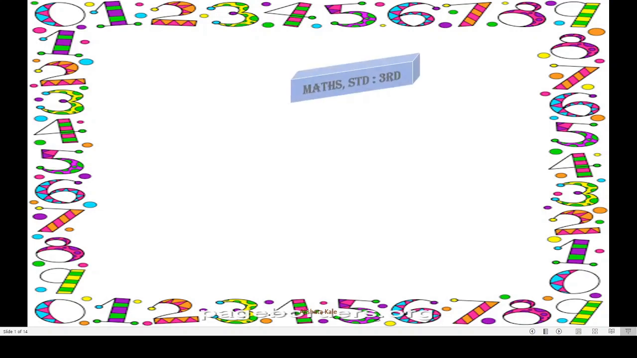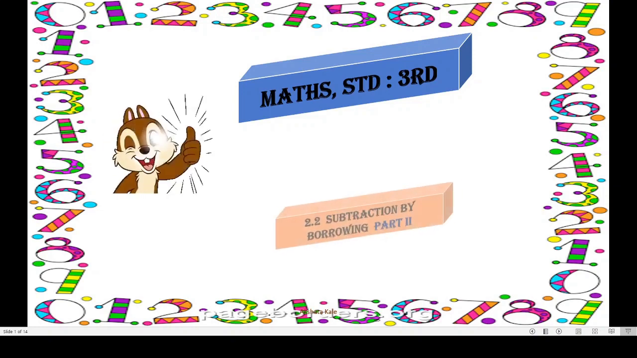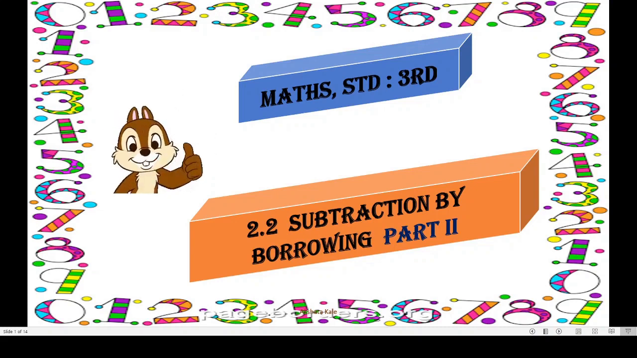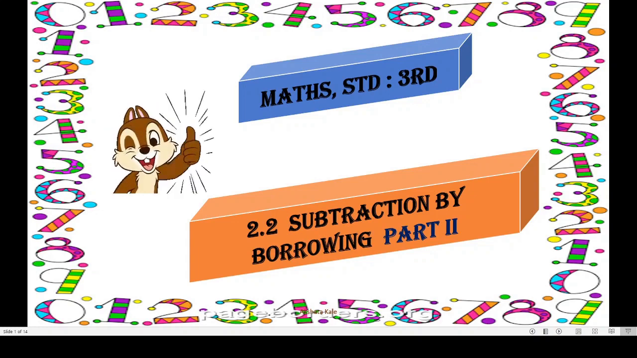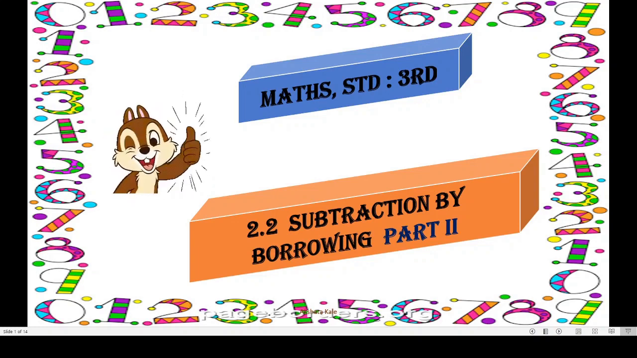Subject is maths of standard 3rd and the name of the topic is subtraction by borrowing part 2. Dear children, we have already completed part 1 of this topic, isn't it? We have solved so many examples, that is subtraction by untying the tens, subtraction by untying the hundreds, isn't it? Today we will solve some word problems. Okay?